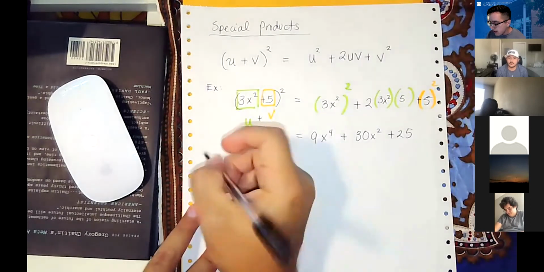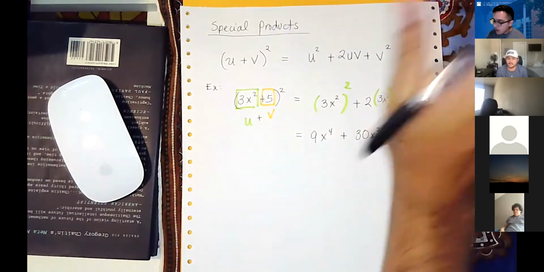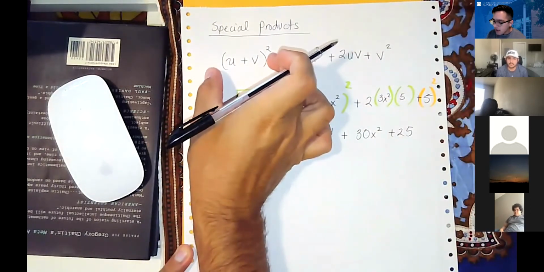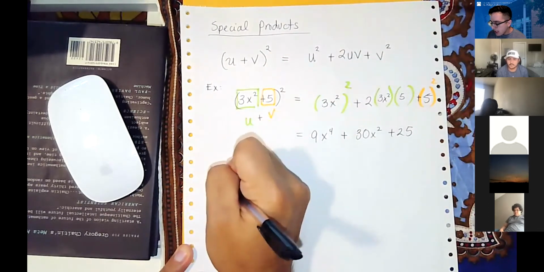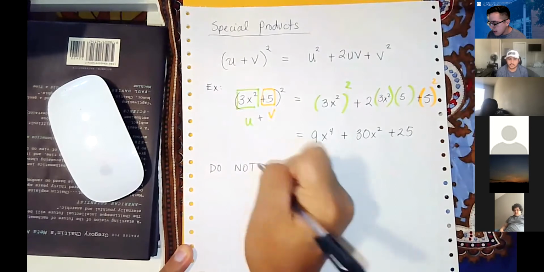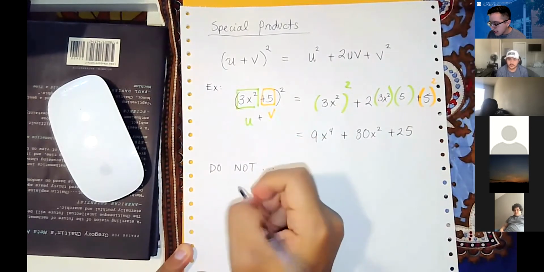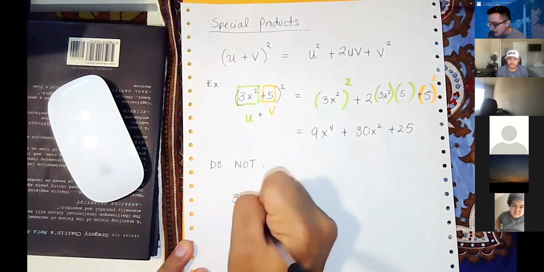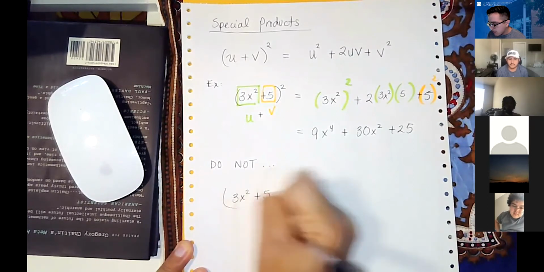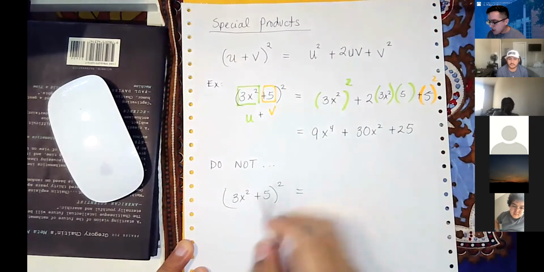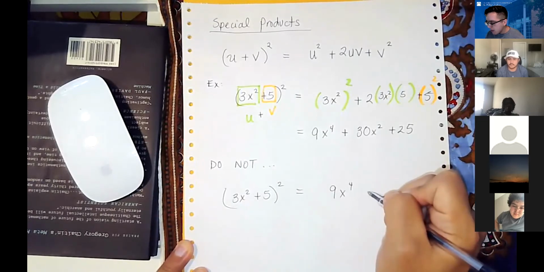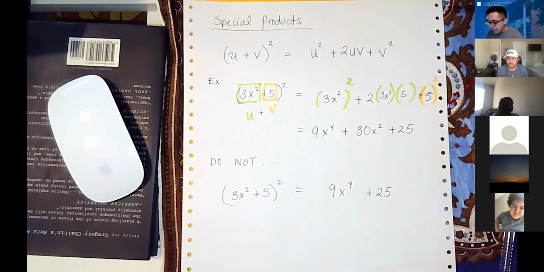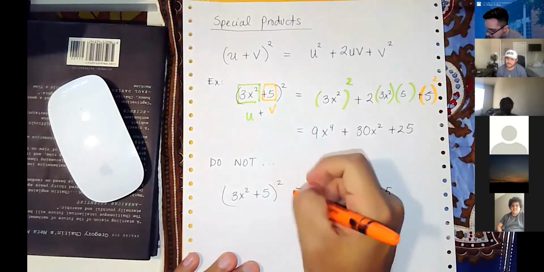What you don't want to do is you want to make sure that if you have this binomial squared, you should be getting a trinomial. Do not do this. Students do this all the time. They say 3x squared plus 5. If I'm squaring that, let me just square both of the terms and I'll get 9x to the 4th plus 25. And it turns out that that is just not true.